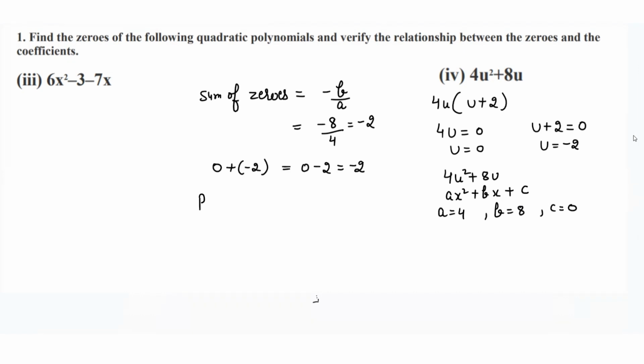Then the product of zeros is equal to c over a. The value of c is 0 and the value of a is 4, so we are getting 0. Now, using the zeros of the polynomial, the first one is 0 itself and the second one is minus 2. If I multiply these two, I'm also getting 0.